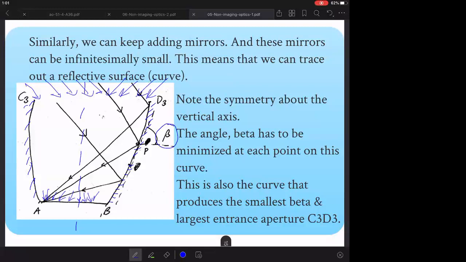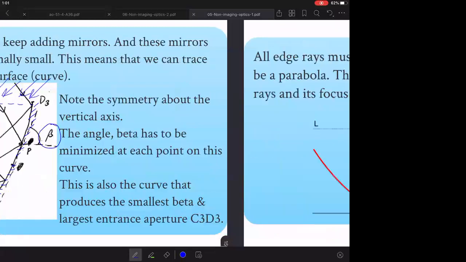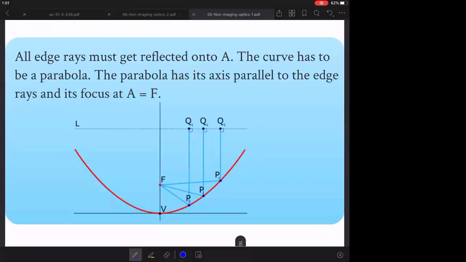That's exactly what I want to do, right? I have taken light from a very large aperture, C3D3, shown here, and I've put it on a small receiver, AB. So I've concentrated the light with two parabolic reflectors. Now, as Cedric pointed out, these edge rays must get all the edge.